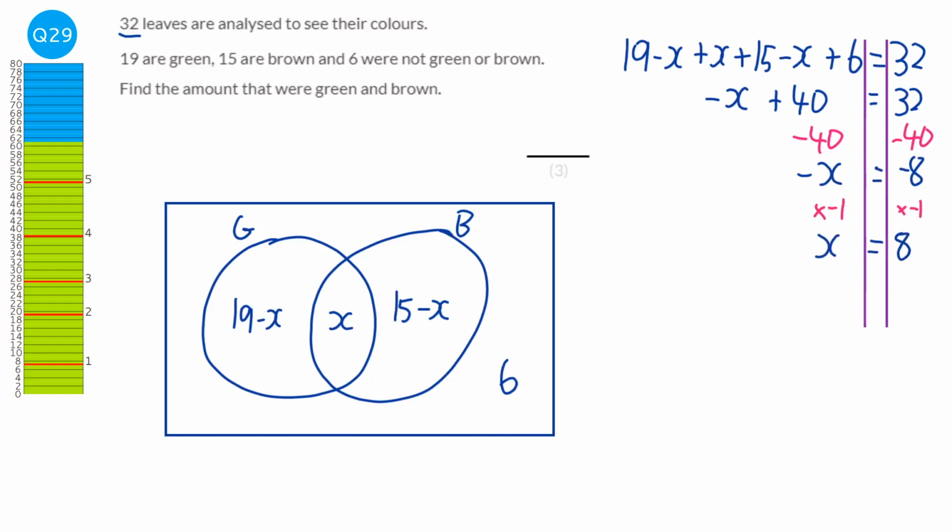So now we know x is 8, we can start filling in the Venn diagram. So it's 19 take away 8, which will be 11. X is 8, so we know that that's 8. And 15 take away 8, which is 7. So to find the amount that were green and brown, we know it's going to be 8.